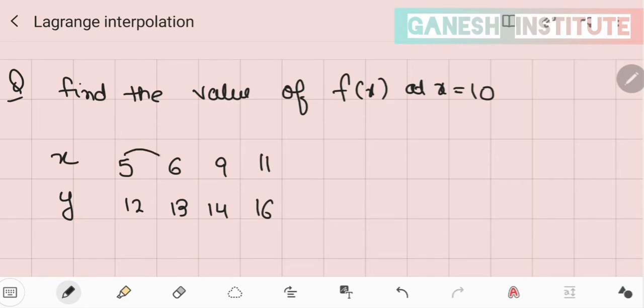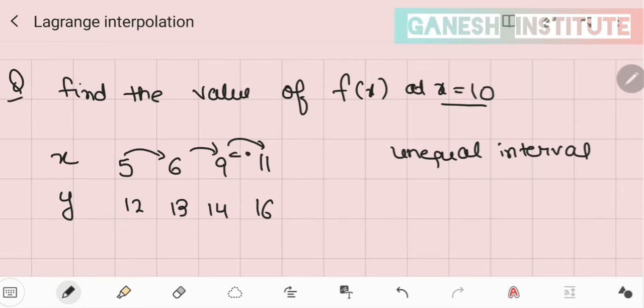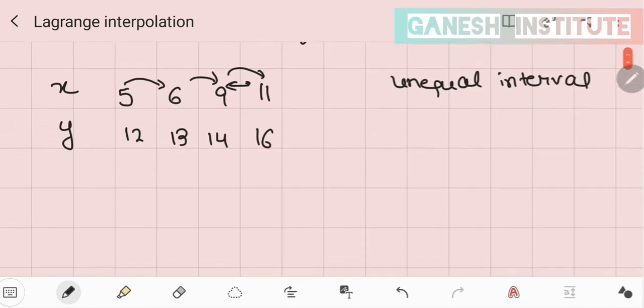So in Lagrange's interpolation, so far we have been doing it when we are given equal intervals, right? If 5 is there, then 10, 15, 20, something like that. But as you can see, the difference between these two terms is 1, then the difference here is 3, and here it is 2. So this is an unequal interval, right? If you have unequal intervals, then Lagrange's interpolation formula comes into the picture. The question is asking for the value of y or f(x) at x equals 10, that means in between these two. So for that, you need to apply Lagrange.